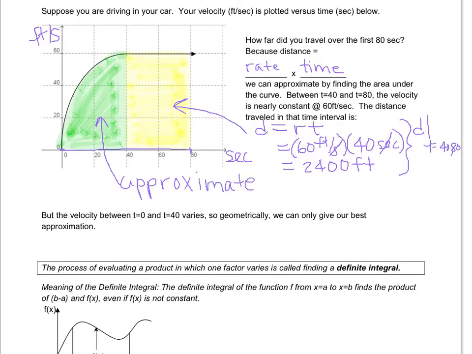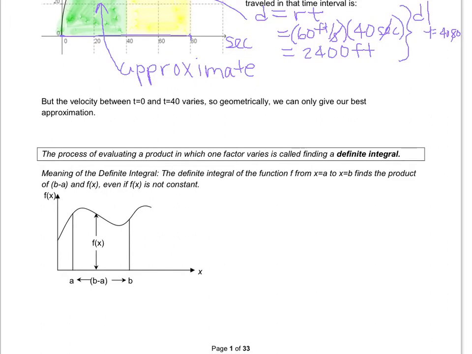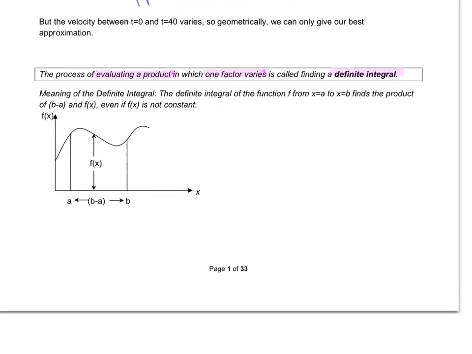Okay, so that's what this lesson is going to be on, how to approximate area if our rate of change is no longer constant. This process of evaluating the product in which one factor varies is called finding a definite integral. So anytime that you are evaluating a product, if one of those factors is varying, is going to be called a definite integral. Okay, so that's what a definite integral is.